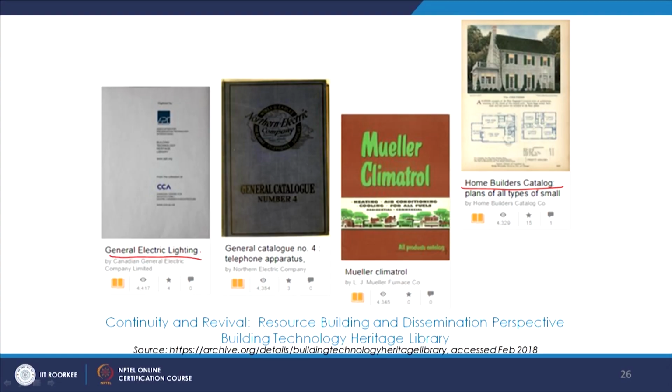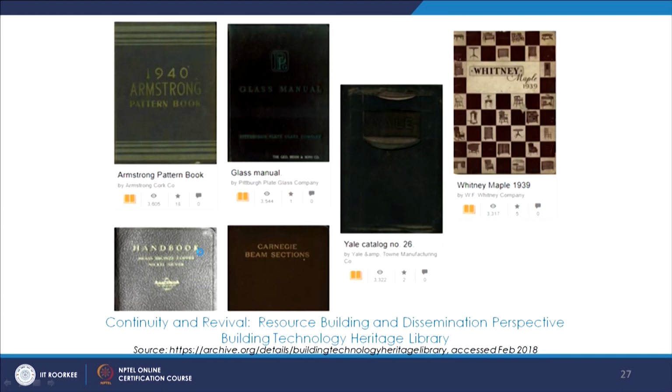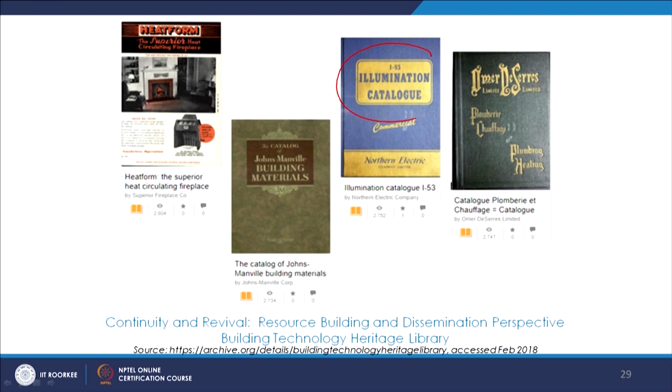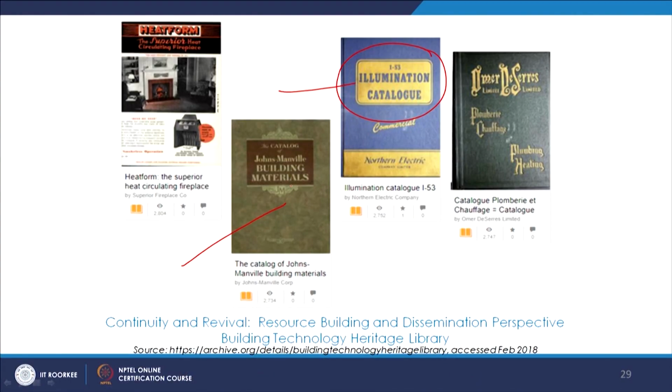Then again here some more catalogs, also on lighting, sorry. So all these kinds of catalogs are there. The resource building part has been covered by some pioneering efforts. Some more information, book of beautiful homes and so many other things, also on paints. So here we see the illumination catalog. When we study interior design, we also talk about the illumination, the lux levels, the physics of light and the chemistry of colors and things like that. And so many details are already there.